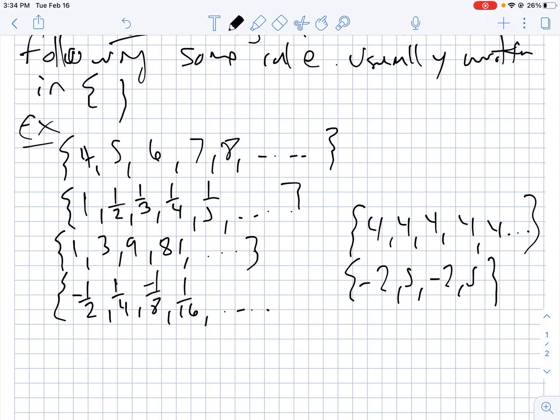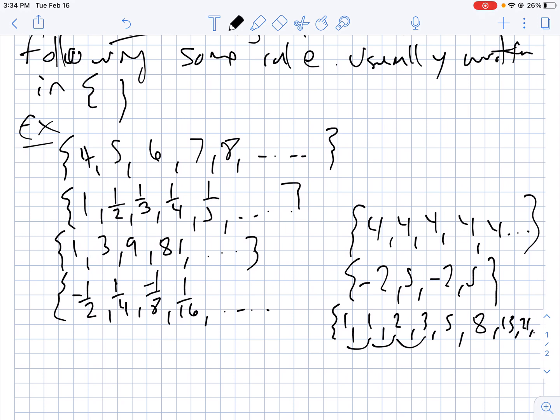You may have even heard of the famous Fibonacci sequence. Remember, in the Fibonacci sequence each number is the sum of the 2 numbers before it. So if you take any 2 numbers and add them, you'll get the next term. So 1 plus 1 is 2, 1 plus 2 is 3, 2 plus 3 is 5, and so forth.